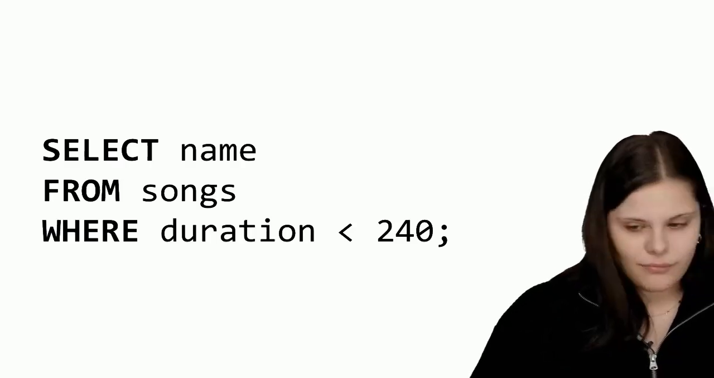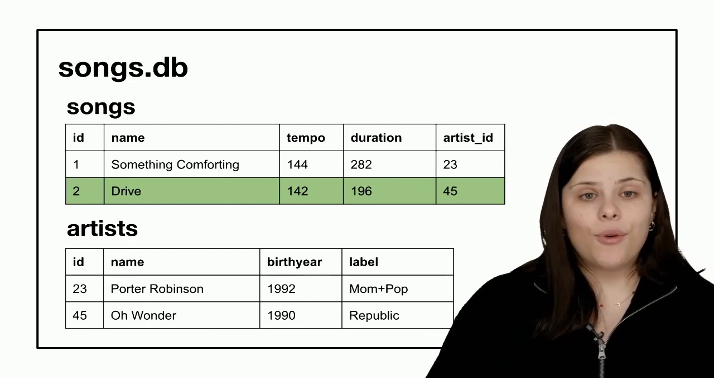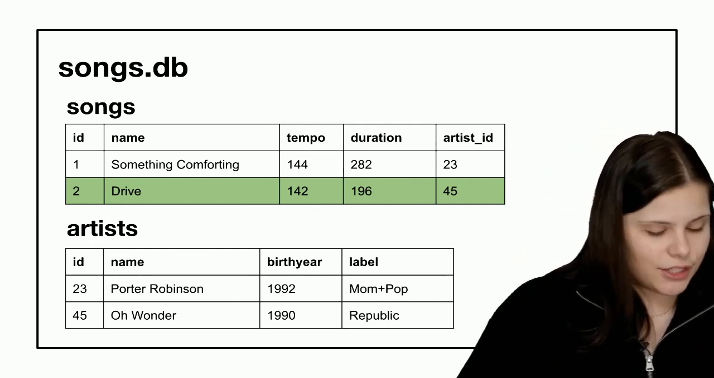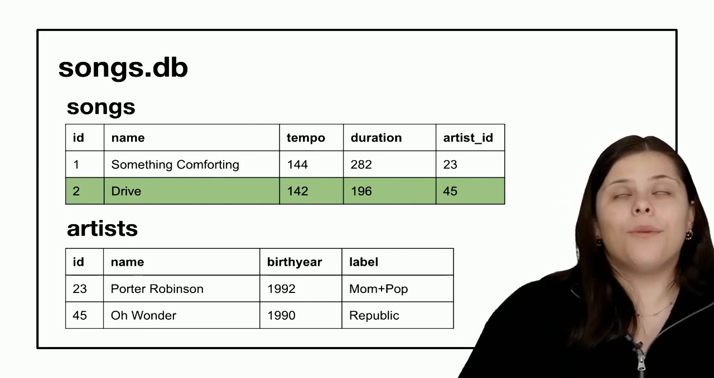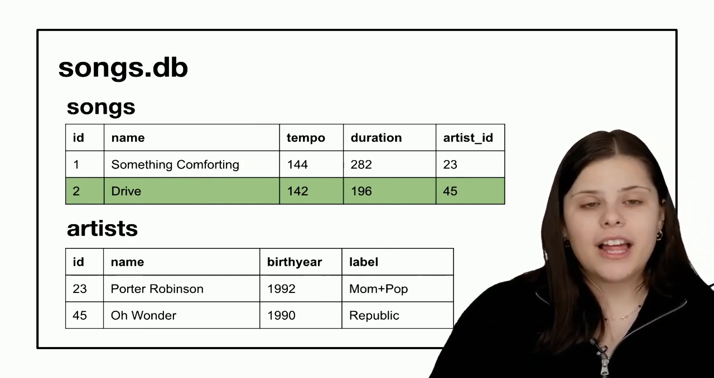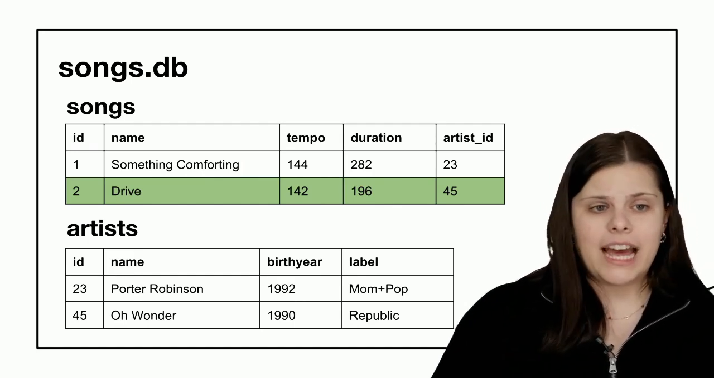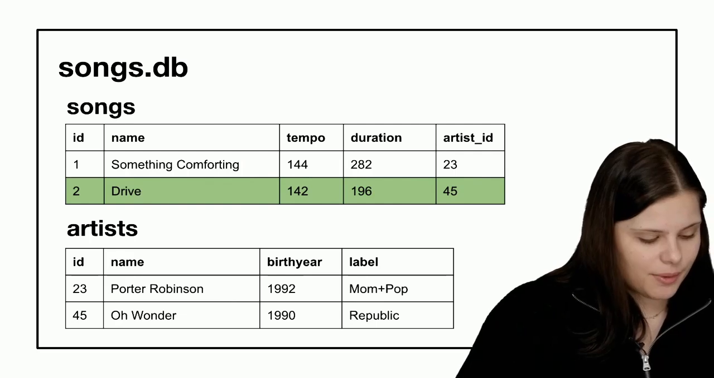So in this case, what would happen is I would look at the second row that we have in this column because I'm interested in the duration that would be less than 240, but what I would actually see in my terminal is just the name of the song Drive, because that is the only column that I selected in my query.